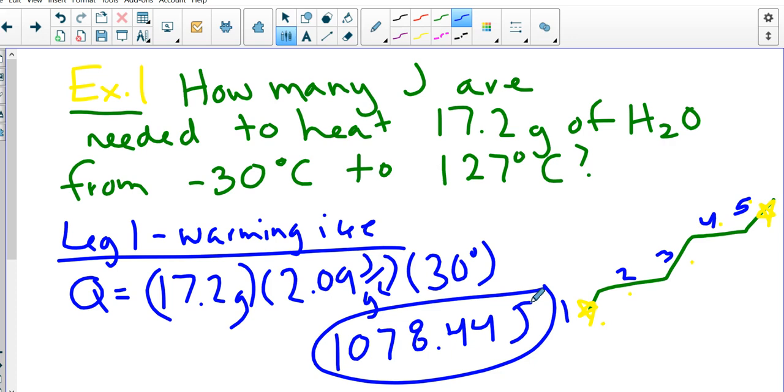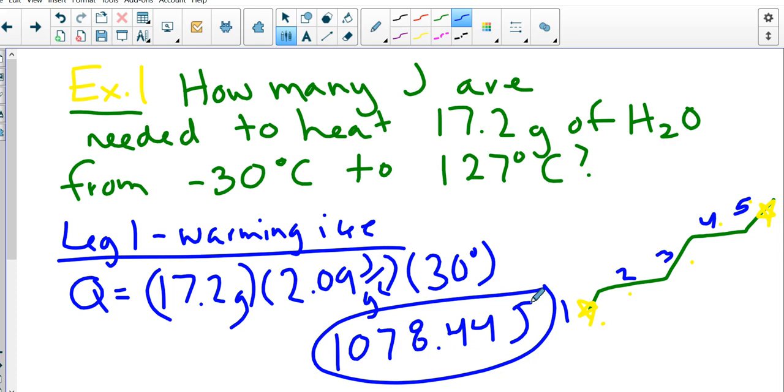Okay, so on the next leg, section 2, what is occurring? Please tell me what's happening on leg 2 of this graph. Nikhil, what's happening on leg 2? It's melting. So now I'm going to use the delta H, or basically the enthalpy of fusion, delta H of fusion. That sounds really fancy, but it's just an H and an F, U, and an S, right?